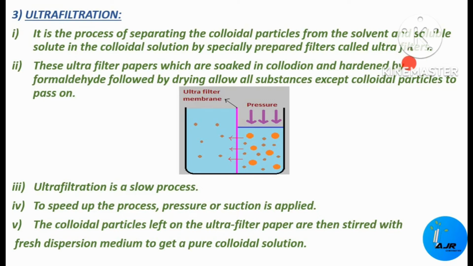How are these ultrafilter papers prepared? Actually, ultrafilter papers are prepared by impregnating normal filter papers with collodion. The filter papers are first soaked in collodion, then hardened by formaldehyde, followed by drying. So finally we get these ultrafilter papers.